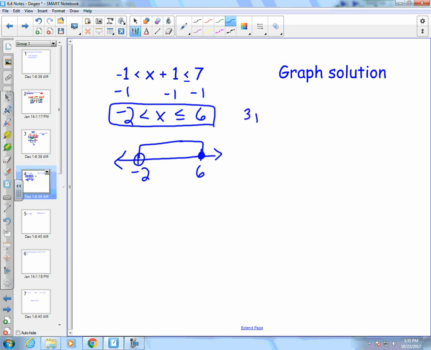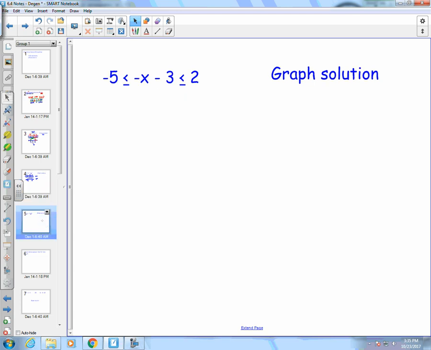This would be worth 3 points on the test, because we have two answers and you have to keep them together. And then 2 points for the graphing: 1 to have the arrows going in the right direction, and 1 to have the appropriate open and closed circles. So a total of 5 points on your test or quiz for a problem such as that.